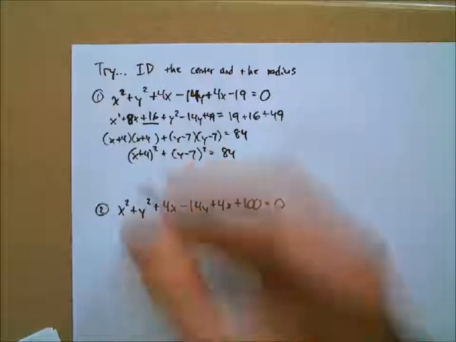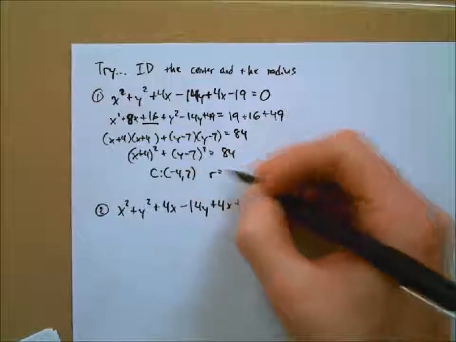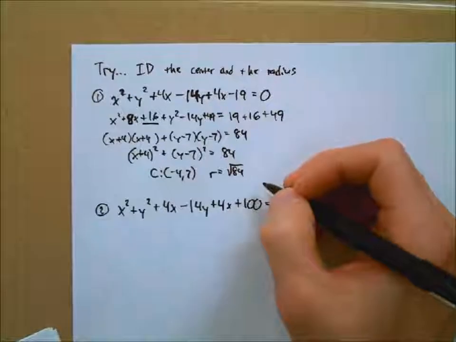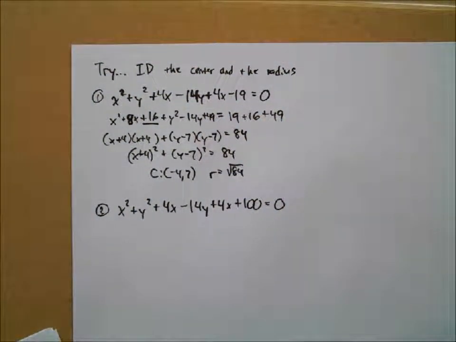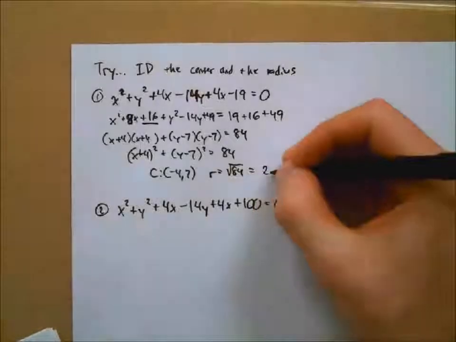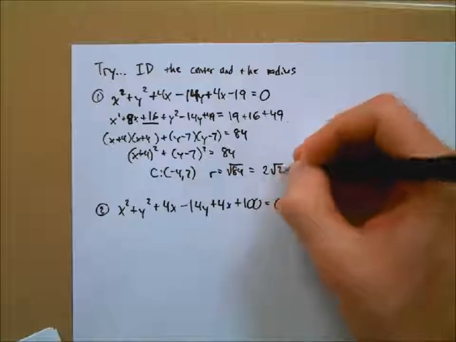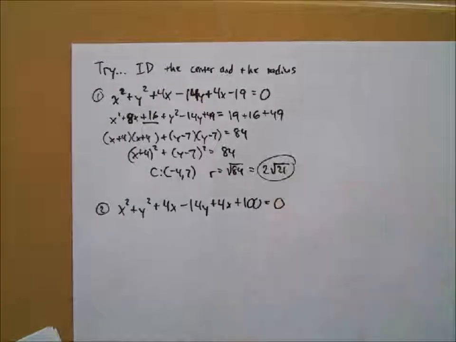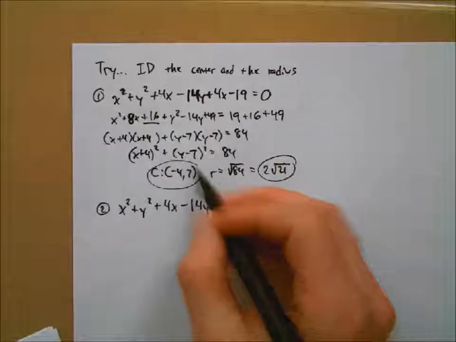So the center, negative 4, 7. Radius, square root of 84. Did anyone simplify it? Hallie? 2. Okay, I see what you're saying. So in other words, just 21. We'll just leave that as 21. Yep. That's fine. Okay, 2 square roots of 21. So there's our radius and there's our center. Questions on that one?